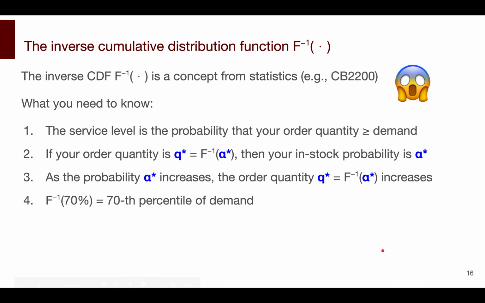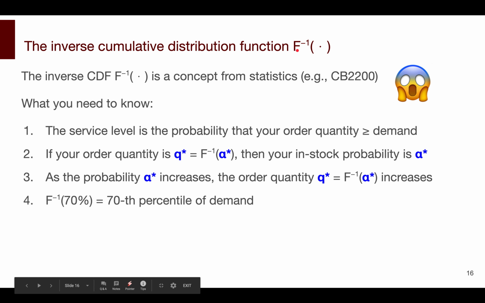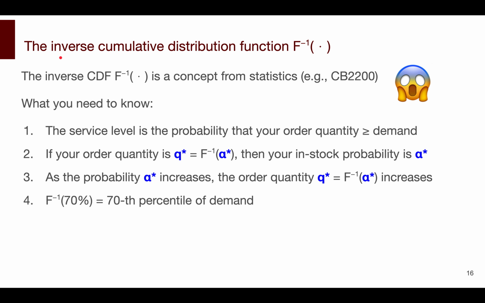Okay, so let's talk a little bit about this notation, F minus 1. Basically, this is the notation for the inverse cumulative distribution function. This is something that you would learn from statistics. I think you may not have taken the business statistics course yet, but from what I know of most business students, statistics or math is not their favorite subject. They have a horrified face whenever they think about math. Okay, so this is not a math class, so I don't want to talk about math.